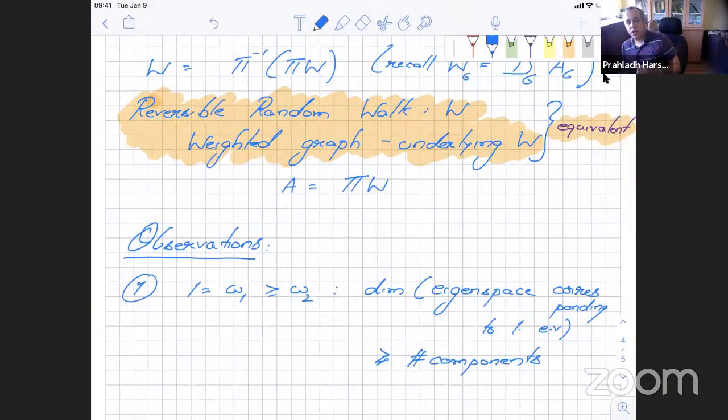You can go the other direction also. Suppose the graph was connected. I claim if the graph is connected, the only eigenvector corresponding to the eigenvalue 1 has to be the constant eigenvector. If the graph is disconnected, we know the dimension of the eigenspace is at least the number of components. So in particular, omega 2 is equal to omega 1 if the graph is disconnected.